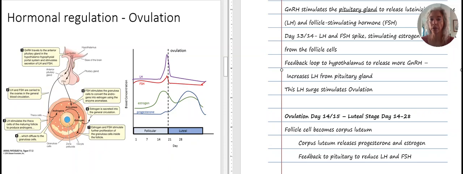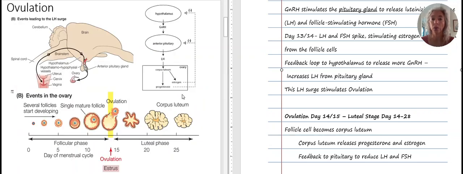And during this luteal phase, the corpus luteum is going to release progesterone, which along with estrogen is going to signal the pituitary to reduce the release of luteinizing hormone and follicle stimulating hormone. We can see that here when we have more estrogen and progesterone being released from the corpus luteum, that is going to send negative feedback back up to the hypothalamus and the anterior pituitary to stop releasing the gonadotropin releasing hormone and the luteinizing hormone.